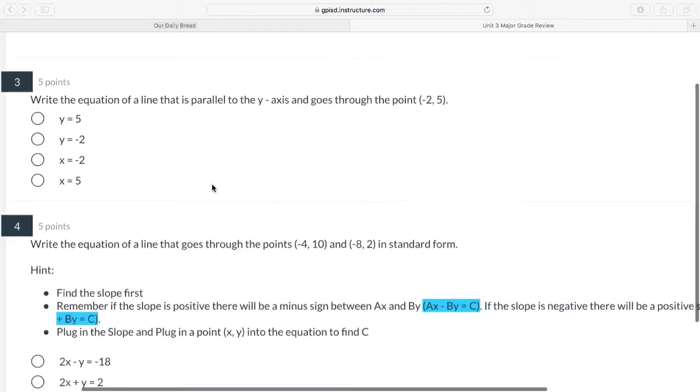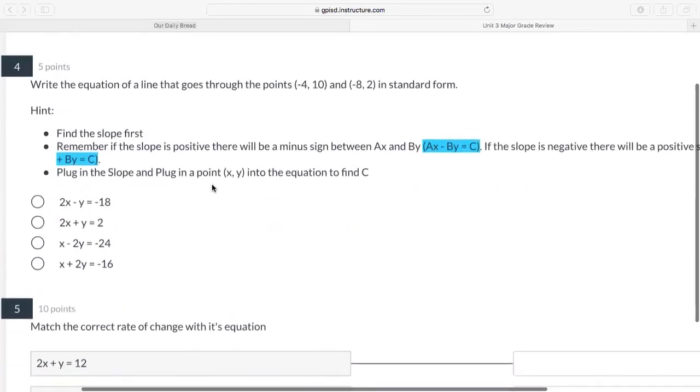All right, moving on. Write an equation of a line that goes to the point negative 4, 10, and negative 8, 2 in standard form. So this one's going to take a little bit more than we're used to. So I brought a hint here. Let's find the slope first. So everyone go find the slope and then tell me what it is. So we have 2 points here. So this can be x1, y1, x2, y2.